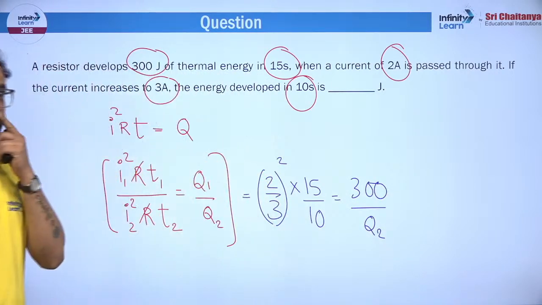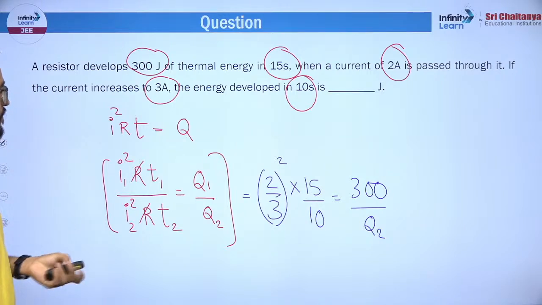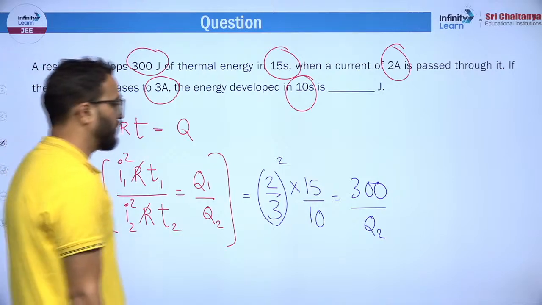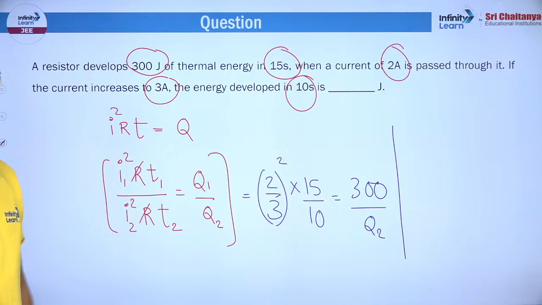Okay, I believe you can solve it from here and you will definitely get the right answer, right? How much is that? I guess 450. Yes, 450 was coming. So Q2 will be 450 joules. Solve it and get your answer. Are you following this, students?